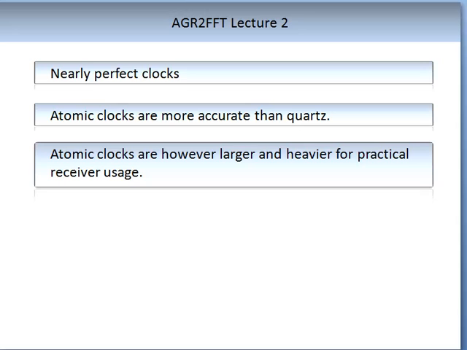When you're using GPS infrastructure, you want clocks that give you as nearly accurate timing as possible. Atomic clocks are regarded as more accurate than quartz. However, these clocks are large and heavy, and this makes their practical receiver usage compromised.